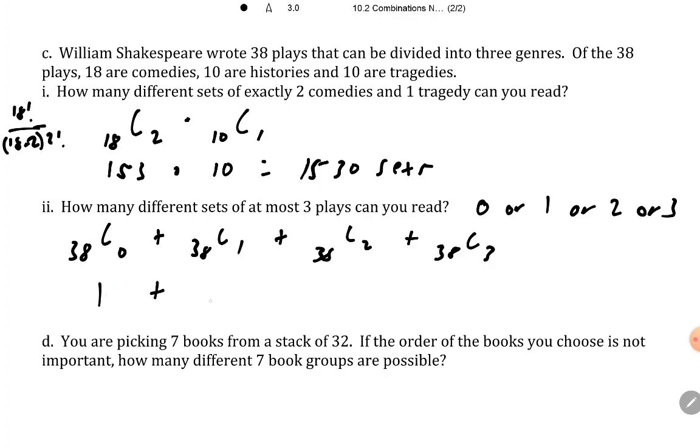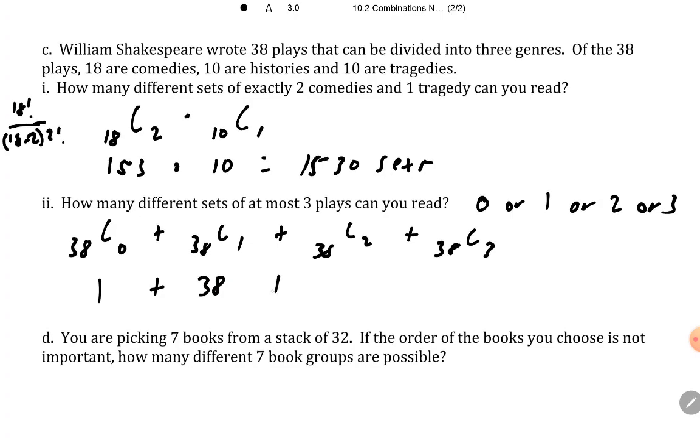There is only one time where you can choose nothing. If you wanted to choose one of the 38 plays, that'd be 38 different choices there. If you're choosing 2 different ways, the combinations could be 703. And if you're choosing 3, 8,436. Add these all up, and you get a total of 9,178 sets.